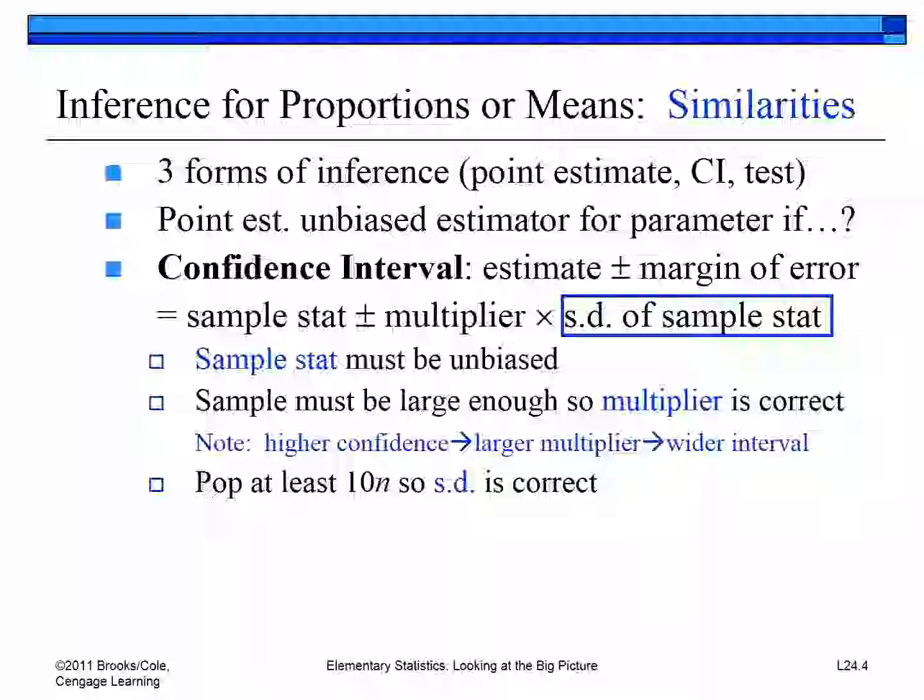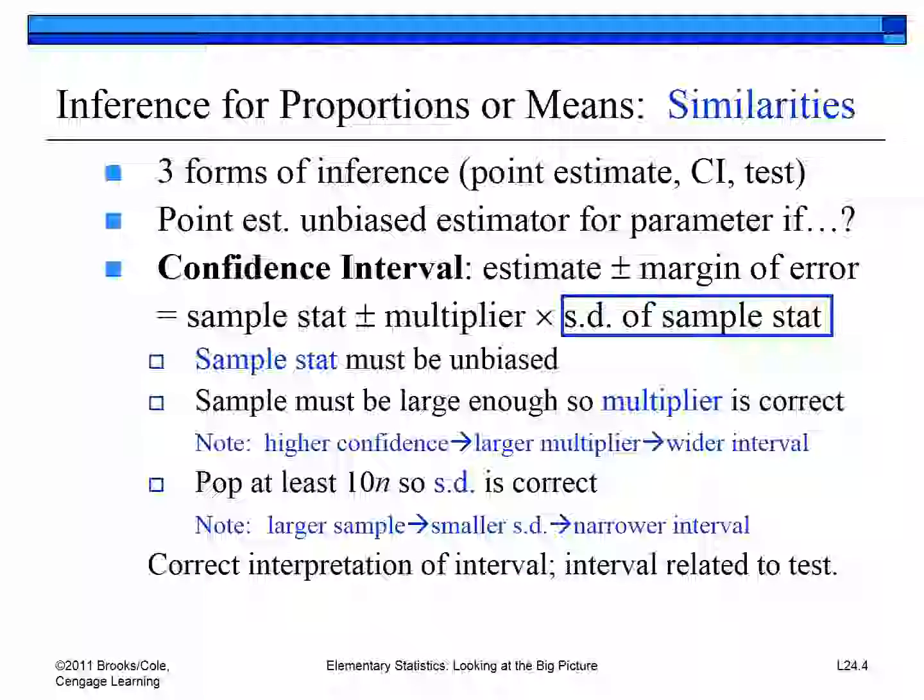Also, in order to use the standard deviation of the sample statistic as an estimate for the population, we need to make sure the population is at least 10 times the sample. As before, a larger sample means a smaller standard deviation, which leads to a narrower interval. Also, we can interpret the interval in the same way as we interpreted the confidence interval for proportions. And the confidence interval for means is related to the hypothesis test in exactly the same way as it was for proportions.